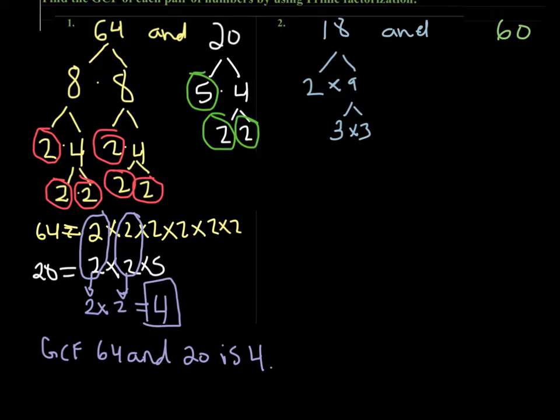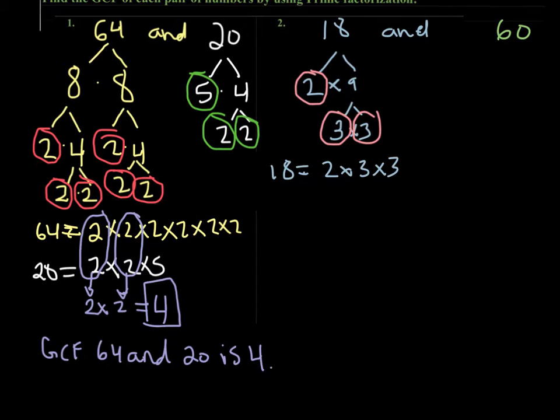And what we can do is circle all of the prime numbers. Circle this one. Circle the 3. Circle the 3. So we did steps 1, 2, and 3. Now let's do step 4 by multiplying all of our prime numbers. We know 18 is equal to 2 times 3 times 3.